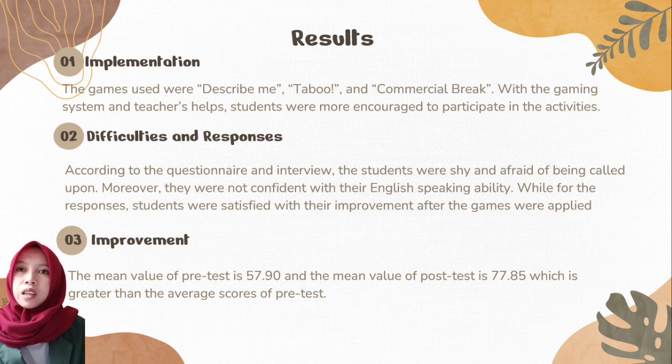And for the last one, the improvement. The mean value of the pretest is 57.90 and the mean value of the post-test is 77.85, which is greater than the average score of the pretest. It means that there is improvement in students' speaking tests, which can be seen from the mean value of the pretest and post-test.